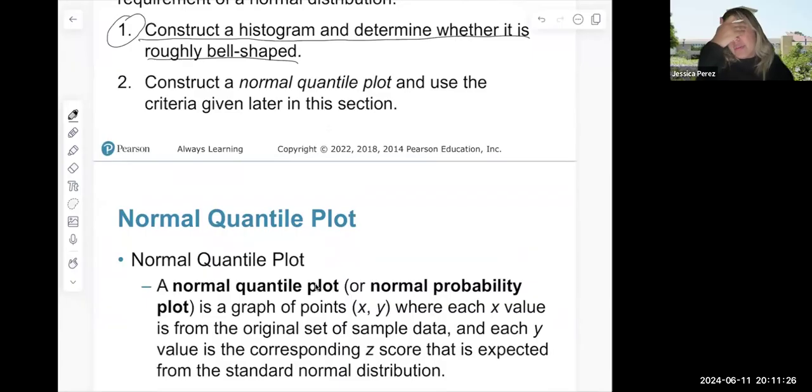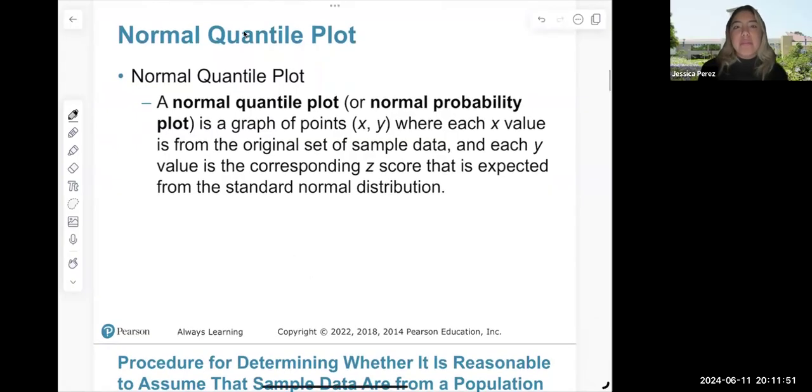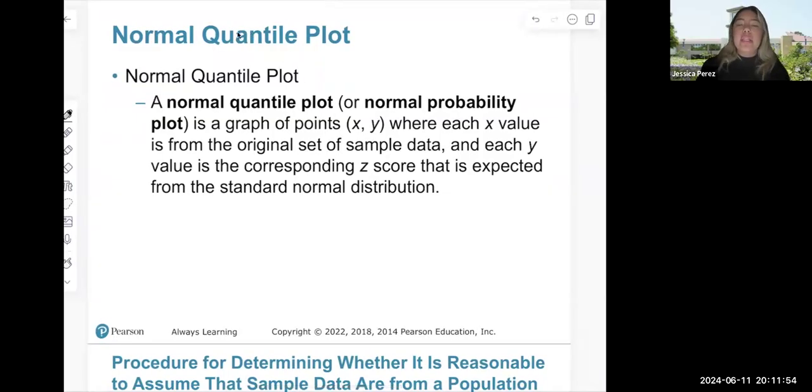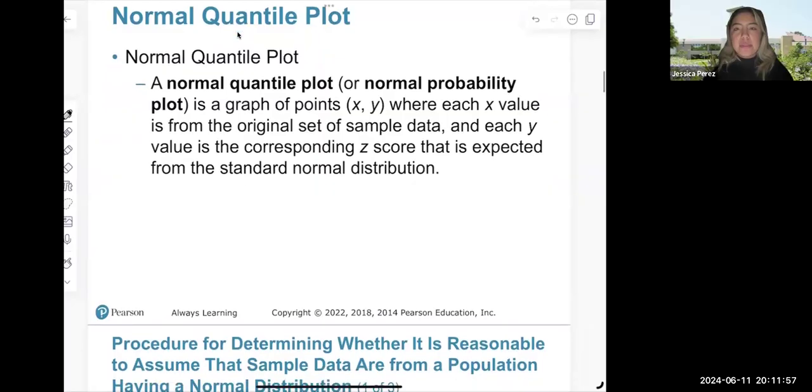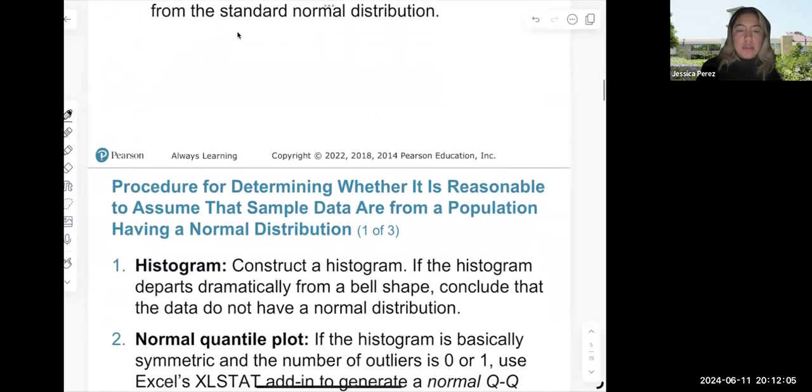So for a normal quantile plot, we could do two things. We can have them as dot plots, remember how we had graphs that look like dots, or as box plots. A normal quantile plot, or normal probability plot, is a graph of points x and y, where each x value is from the original set of sample data and each y value is the z-score expected from the standard normal distribution.